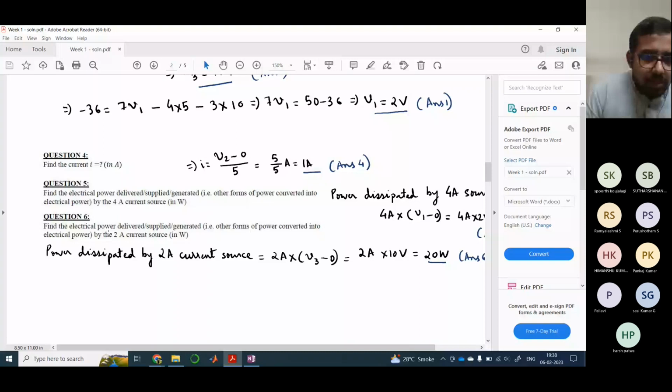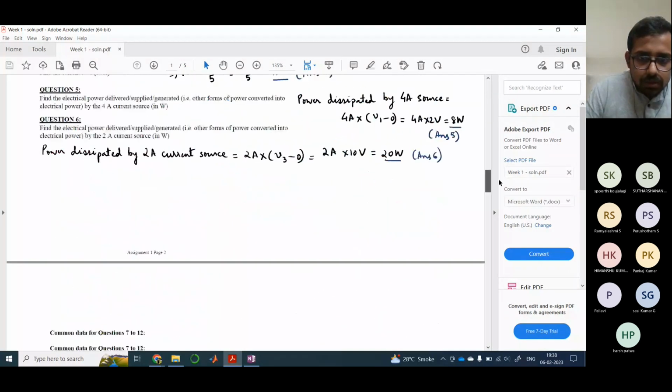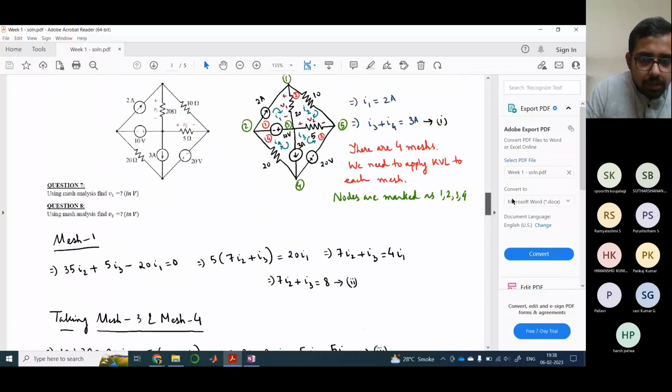So what was the 2 ampere current source? It was connected between node 3 and node 4, right? It was connected in this way. So you need to again find out the potential difference between node 3 and 4, right?